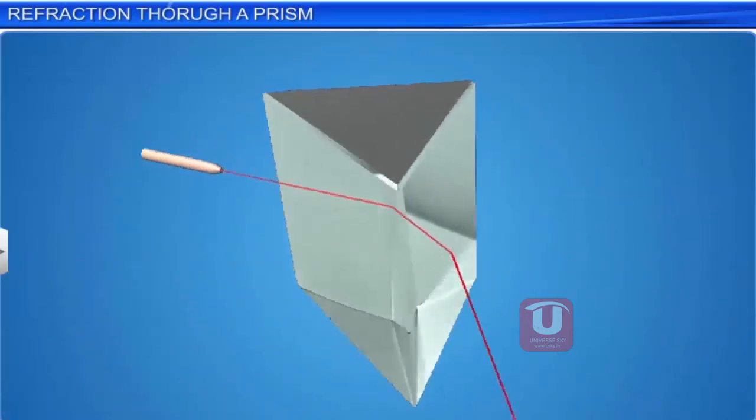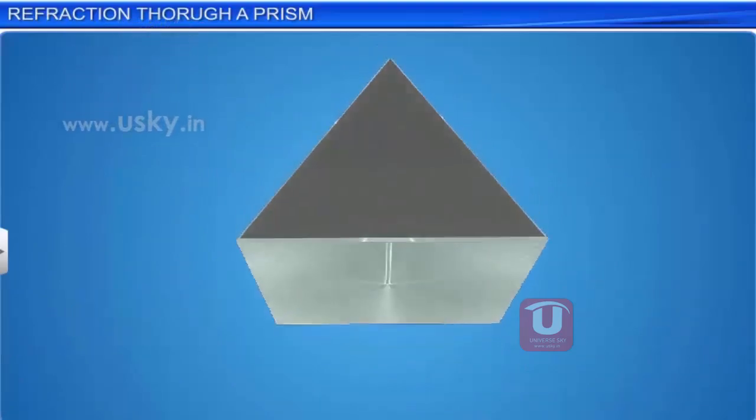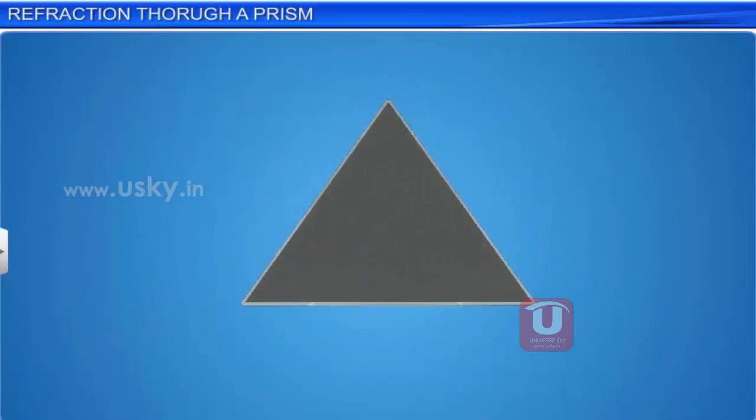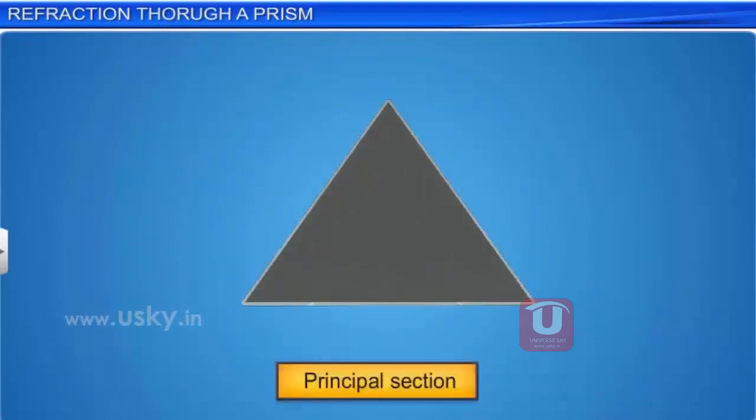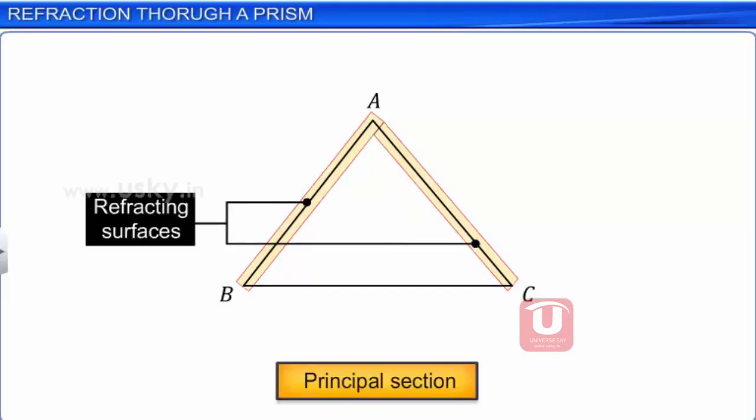The cross-section of a prism that is perpendicular to the refracting surfaces is called its principal section. Here, ABC is the principal section. The faces AB and AC represent the 2 refracting surfaces. The angle between the 2 refracting surfaces is called the angle of the prism or the refracting angle.